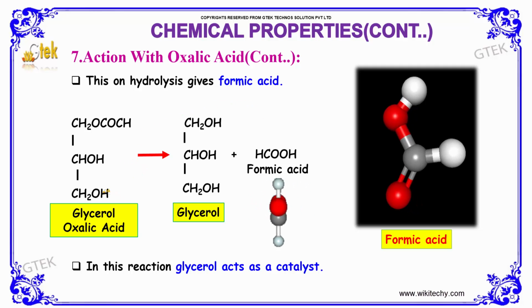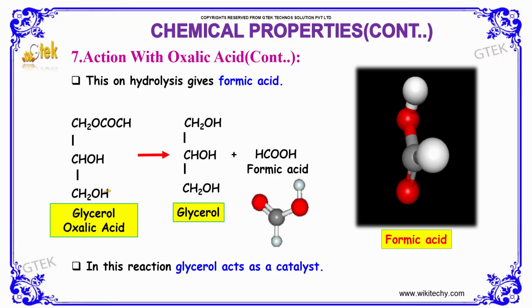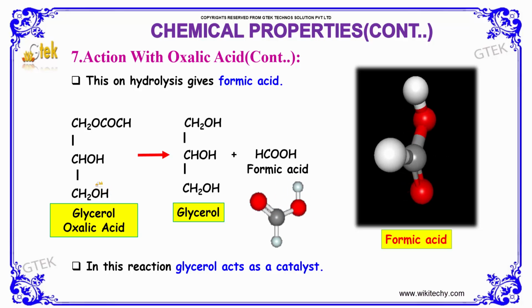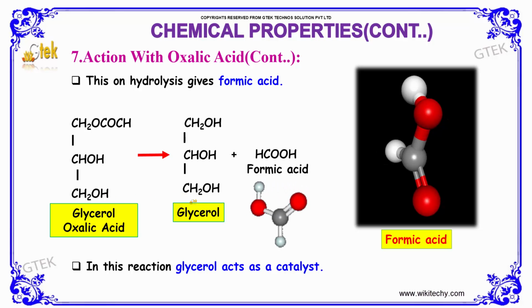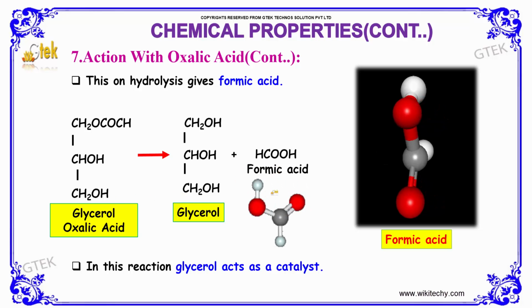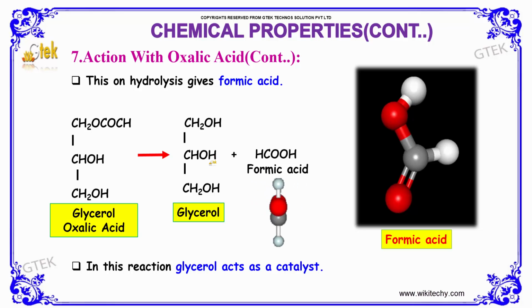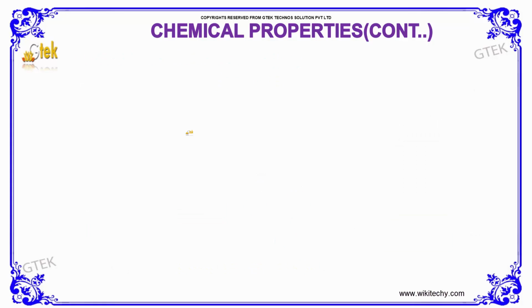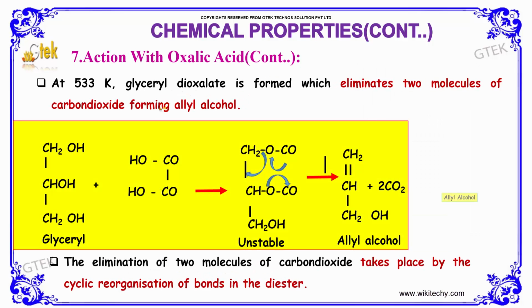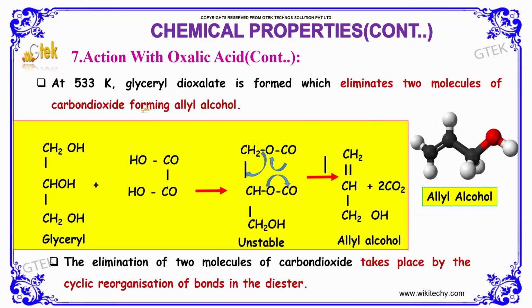That is, as we have seen in the previous one, glycerol oxalic acid is formed. On addition of water to this reactant, we obtain glycerol and also formic acid. In this reaction, the glycerol acts as a catalyst. At 533 Kelvin, glyceryl dioxalate is formed, which eliminates two molecules of carbon dioxide, forming allyl alcohol.